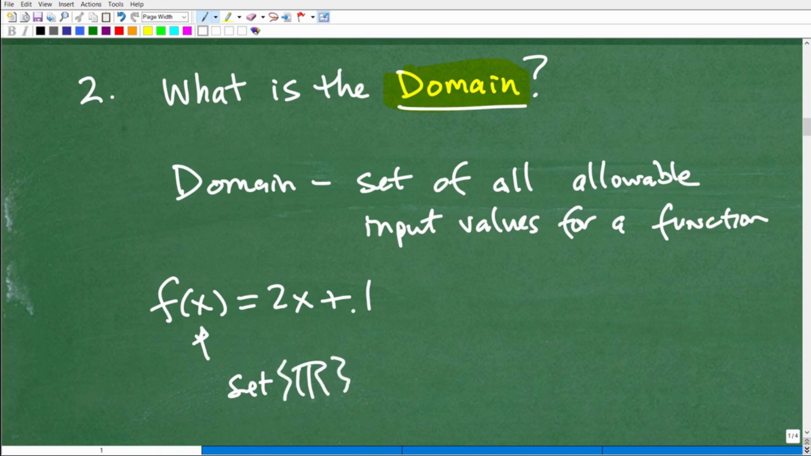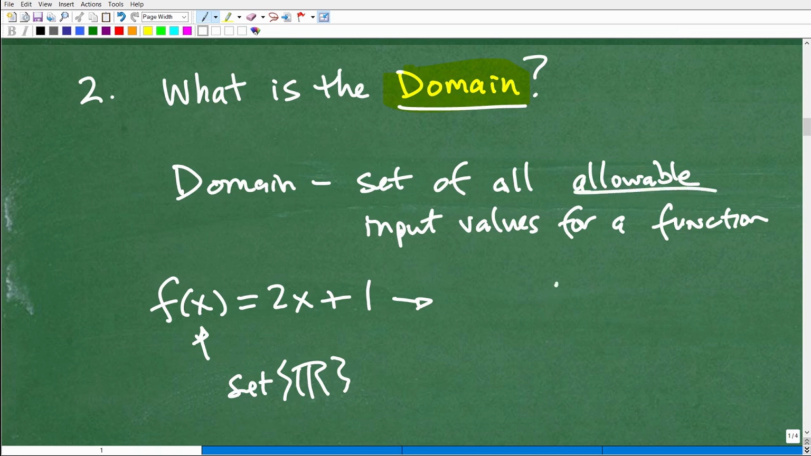I could plug any number into this function and I can get an associated output value, which would be called the range, but we're only talking about the domain. But you can't put any value into every single function. Sometimes you can, but sometimes you cannot. So it's the set of all allowable input values into a function.